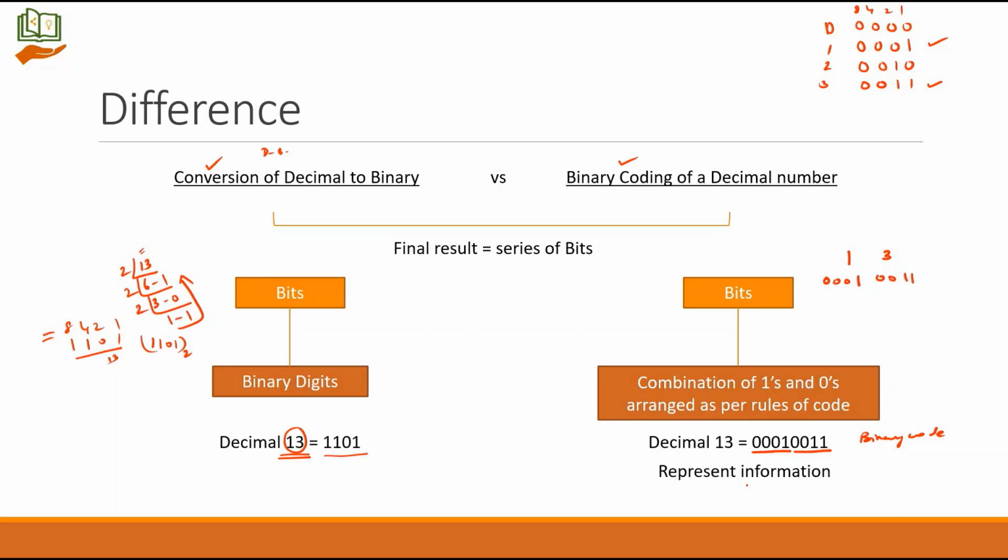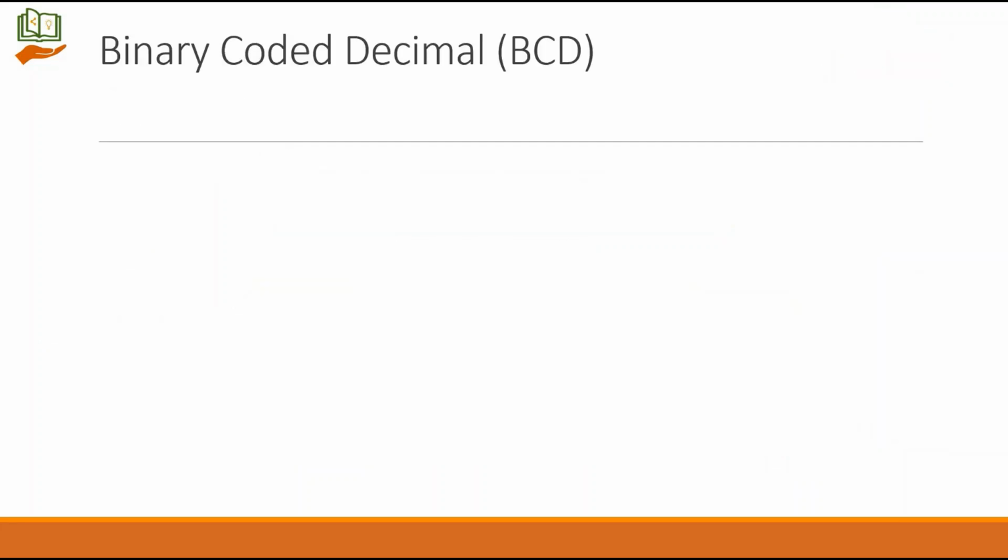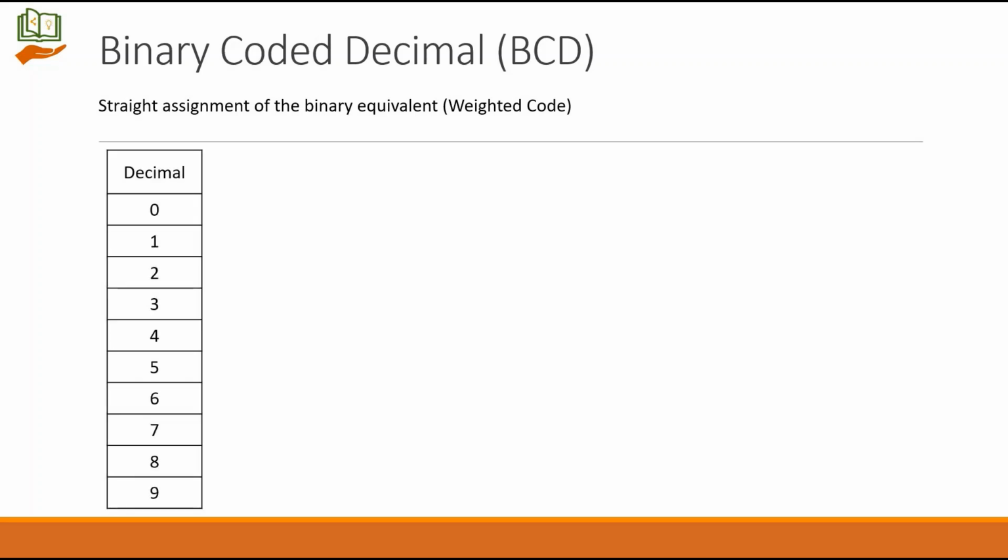So far we have been seeing how to represent numbers, but along with numbers we also have other characters that the system needs to represent. So for that purpose we are going to use binary coding. We will first start with binary coded decimal. It's a straight assignment of the binary equivalent. This is called weighted code. So let's take the decimal number 0 to 9 and let's find out the equivalent binary code.